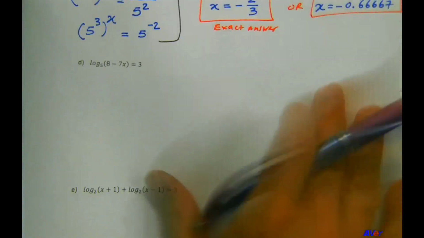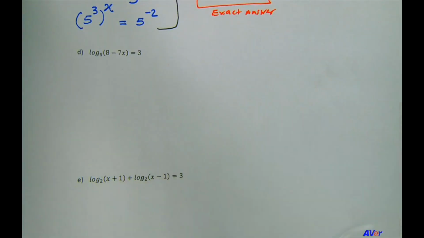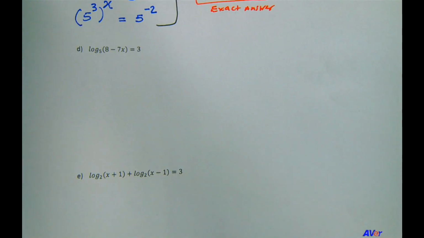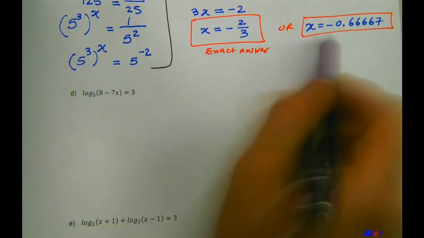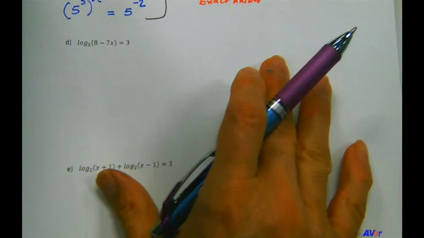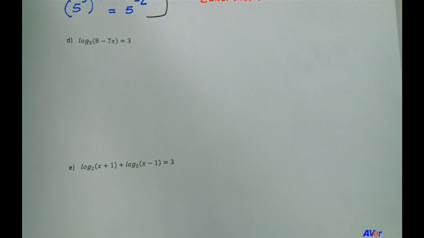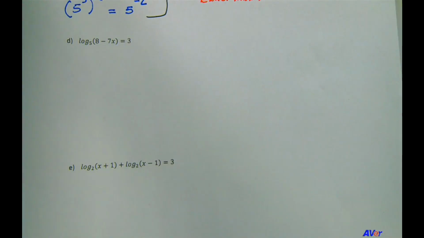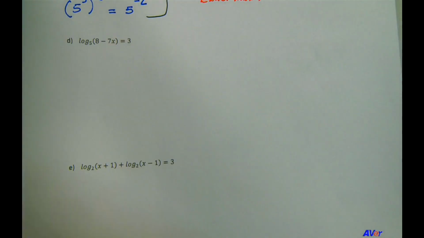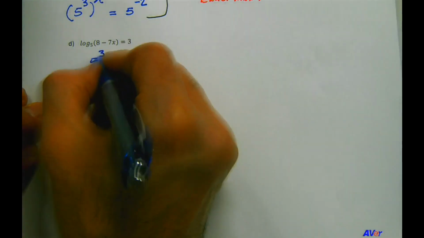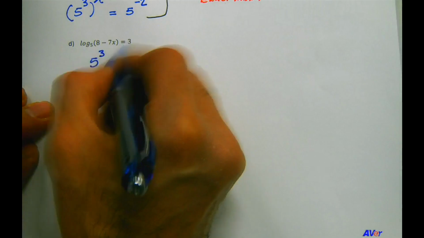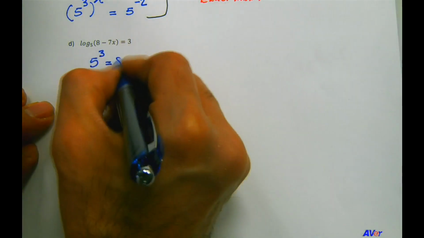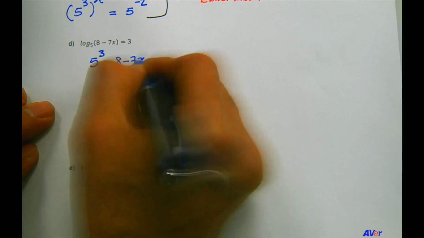Okay, so this one, I hope you've already solved this, and I hope your solution to the previous problem matches what I have. Now this one, another log equation, which means the log here is generating an exponent, right? We know the 3 is an exponent. To what base? Base 5, right? So let's write it that way. 5 cubed, right? This base to that exponent is equal to this result, 8 minus 7x.